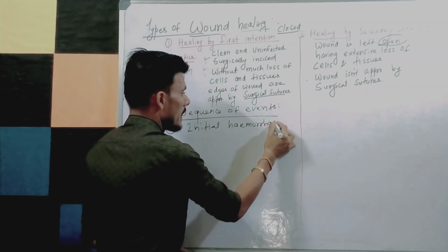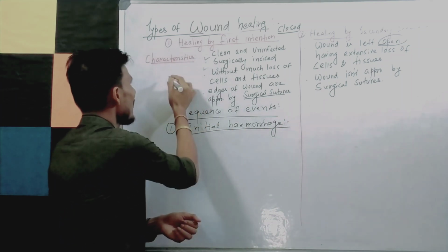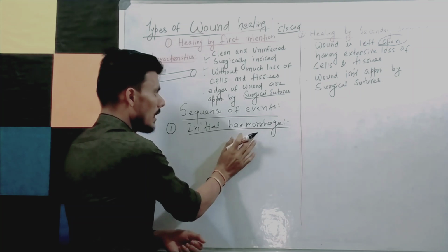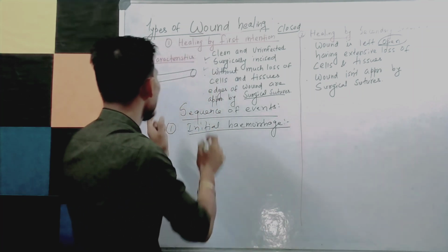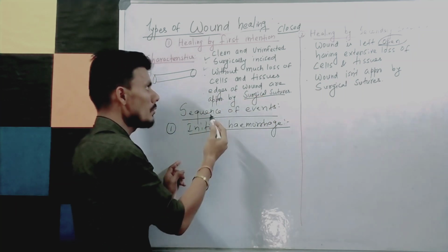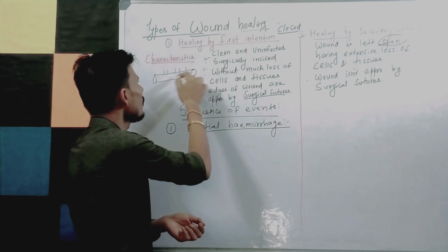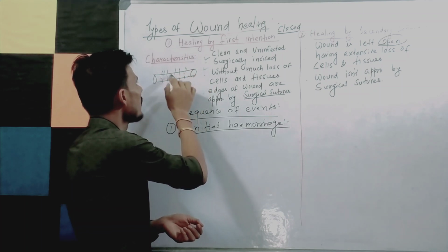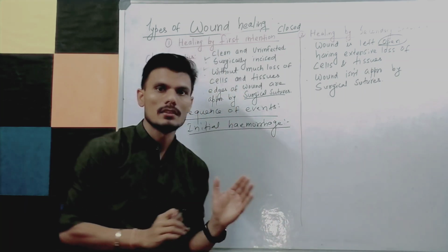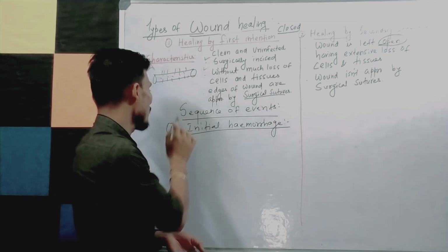Hemorrhage means bleeding, and of course when a cell has been injured, there will be bleeding. It is called hemorrhage. In this wound healing, the wound is surgically incised, so the wound is filled with blood, and there will be a blood clot, and that clot will prevent dehydration and infection. So remember that the first one is initial hemorrhage.